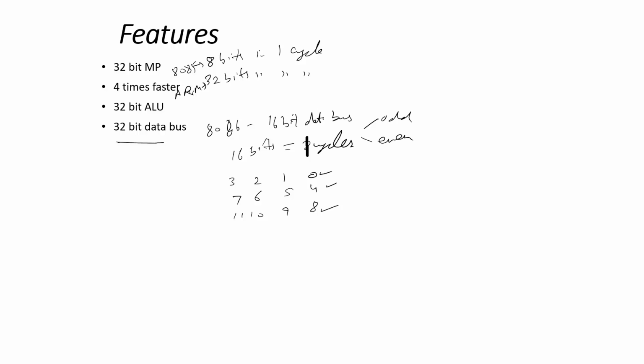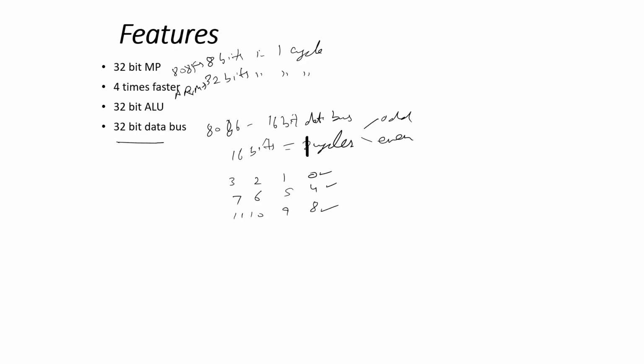There is a concept of aligned and misaligned data. If the data starts from a multiple of 4, then it is called aligned data. In case it starts from a digit other than a multiple of 4, then it will come under the category of misaligned data.